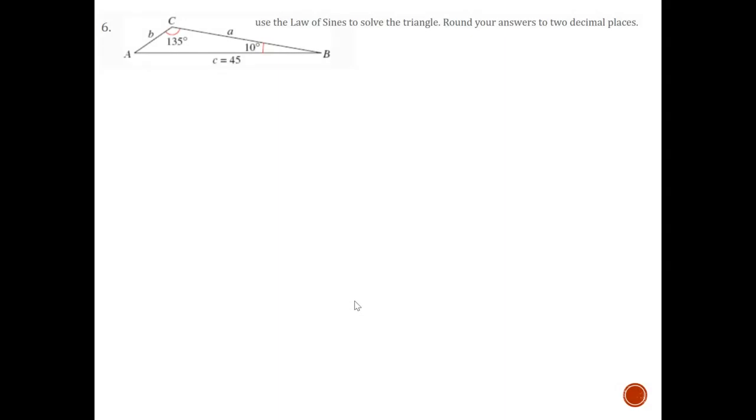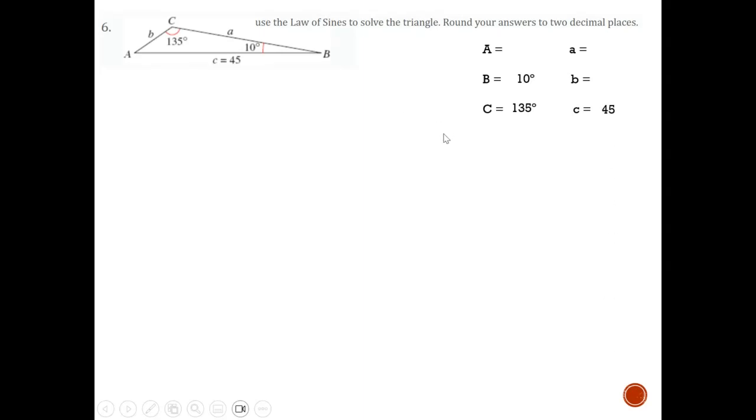Now this is from chapter 6. This is 6.1. It says use the law of sines to solve the right triangle. Round your answers to 2 decimal places. I believe I did this one, I think 2 weeks ago. Yeah. So here, to solve it, you have to find the capital A. The capital letters are the angles, and the smaller letters are the sides. So let's see what's given, right? Angle B is 10 degrees. Angle C is 135, and little c is 45.